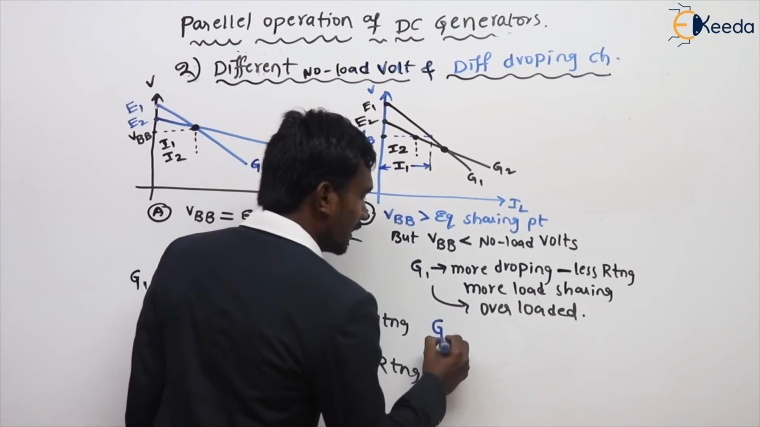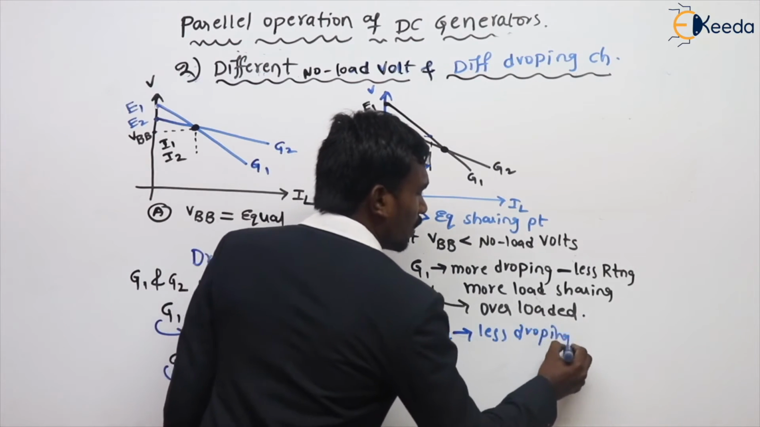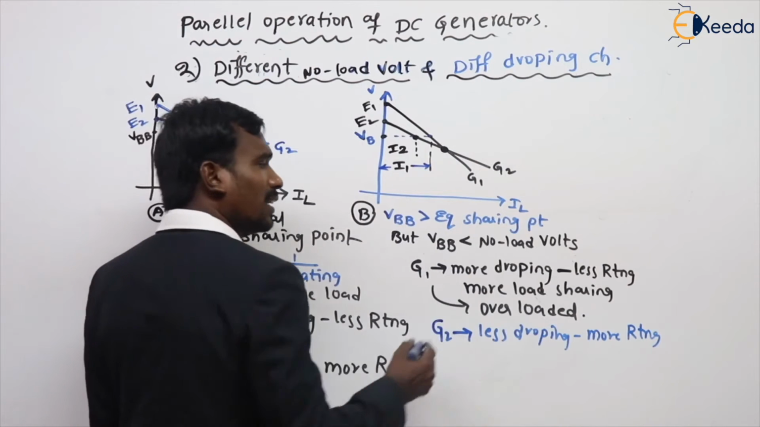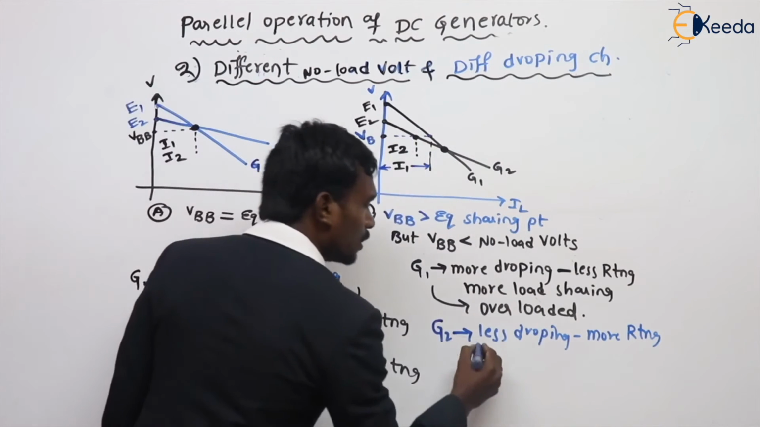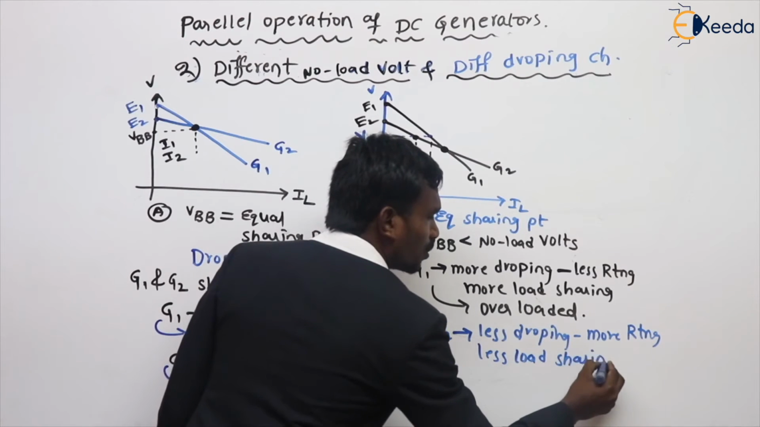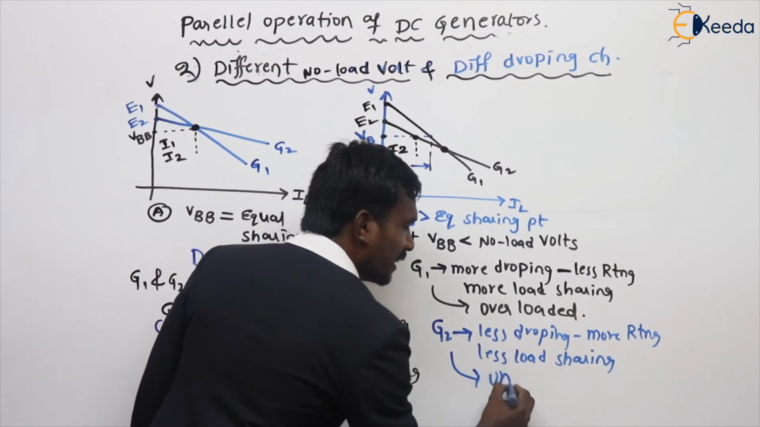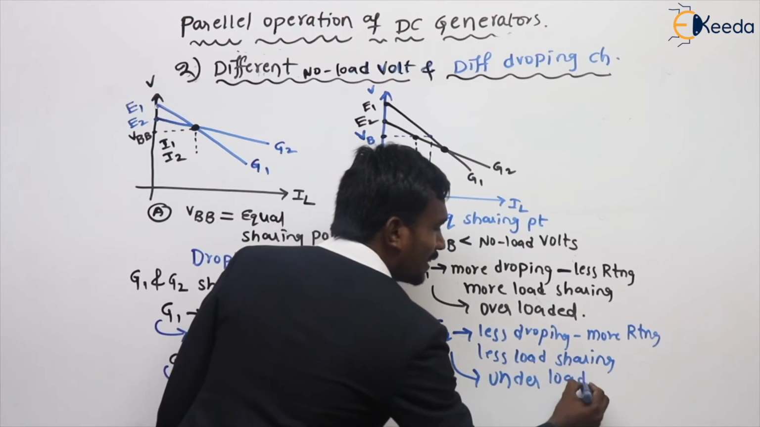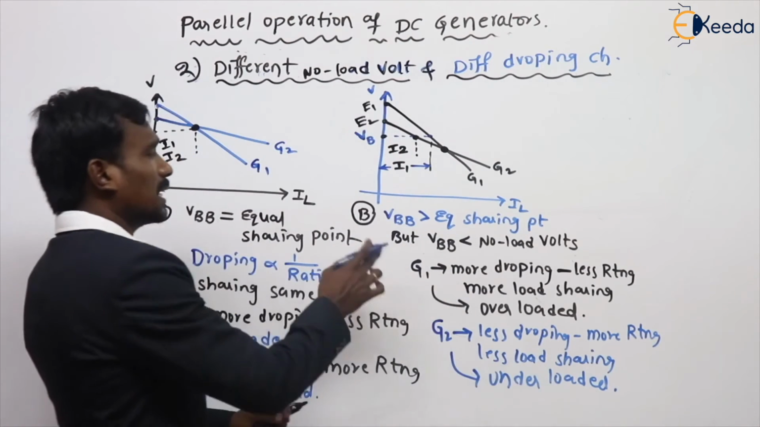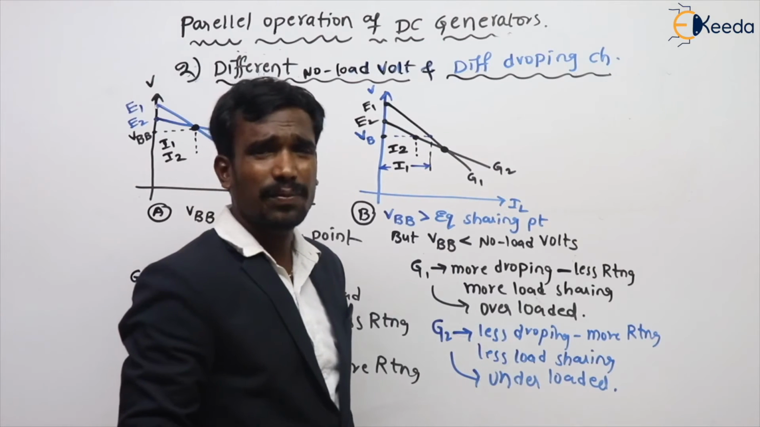Whereas generator 2, which is less drooping, has more rating, and see here, generator 2 has less load sharing. So this is more rating, less load sharing. So this is very underloaded. So this is also not recommended. This is also not recommended. B is also not recommended. So let's see C.